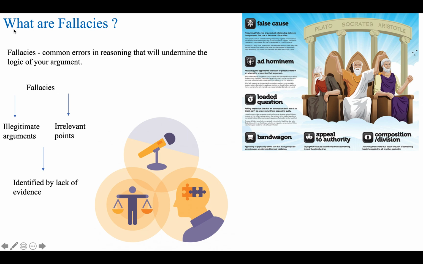So starting off, what is a fallacy? A fallacy is a mistaken belief, especially one based on an unsound argument. So fallacies can either be illegitimate arguments or irrelevant points, and they're often identified because they lack evidence that supports their claim.